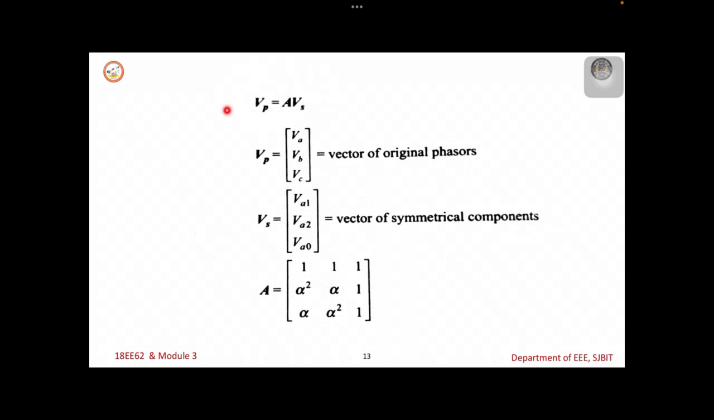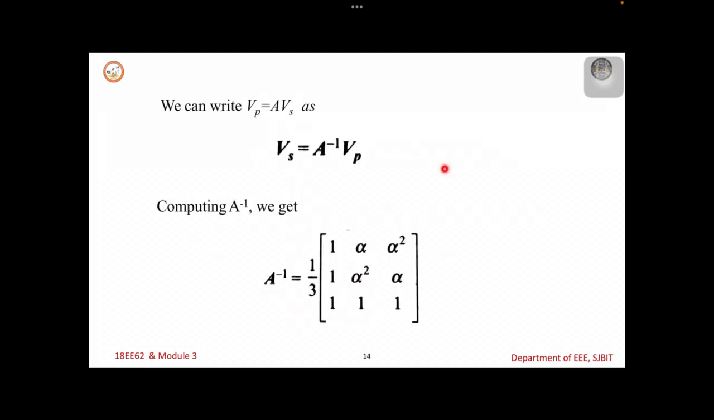Next, let us write this in matrix notation. Here on the left-hand side we have the phase voltages VA, VB, VC. On the right-hand side we have two matrices. One is the A matrix, that is 1 1 1, 1 A square, and so on. Then these are the symmetrical components. Next, if you write the symmetrical components in terms of phase voltages, then we have to consider the inverse of A. The inverse of A is this.